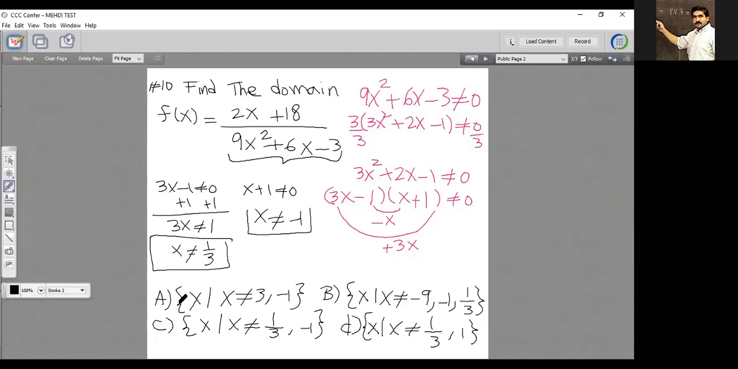So let's look at the choices we have. x cannot be equal to 1/3. x cannot be equal to -1. So it looks like C is the correct choice here.